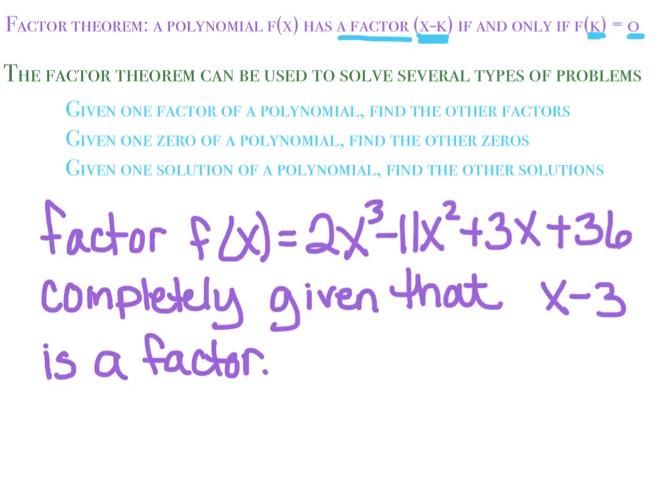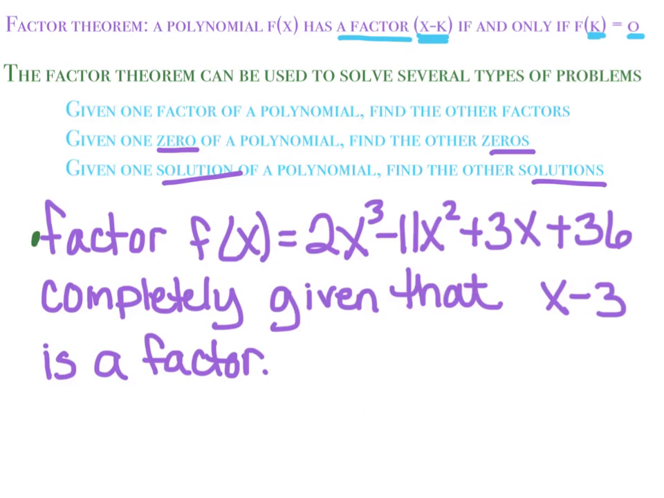So the factor theorem can be used to solve several types of problems. We can use it to factor big, gigantic polynomials, because if I know at least one factor, I can find the other factors. Or if I know a 0, then I could find the other zeros. Or if I know a solution, which is kind of the same thing as a 0, then I could find the other solutions.